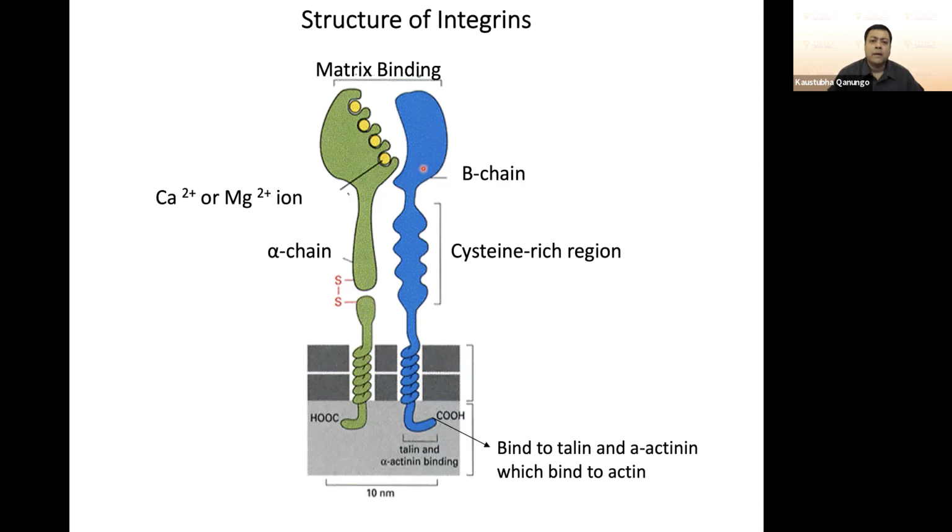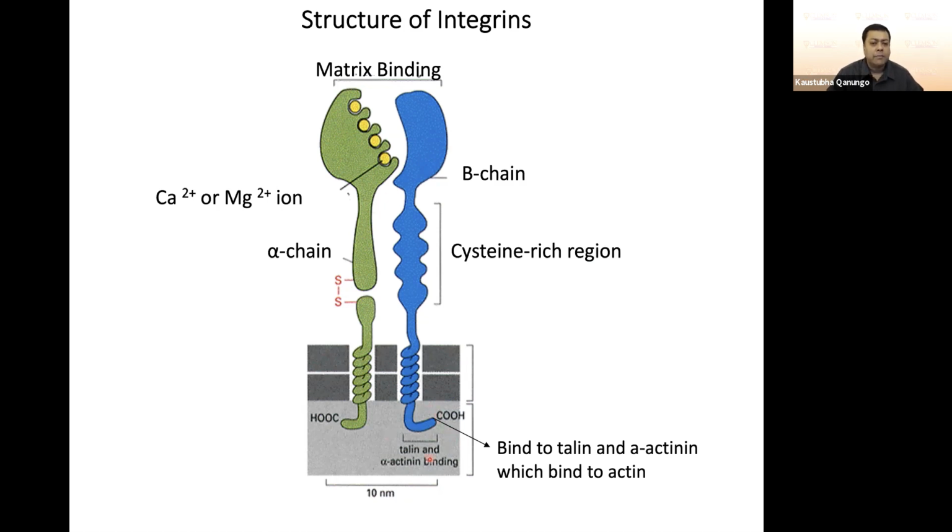Then you have a beta chain. So this is a heterodimer. You can see that because these two chains are not the same, they're a little bit different. That's why we call it a heterodimer. And you have a beta chain. That beta chain does have a characteristic region, which is rich in the amino acid cysteine. Then you have a transmembrane domain, and then you have the cytoplasmic domain.